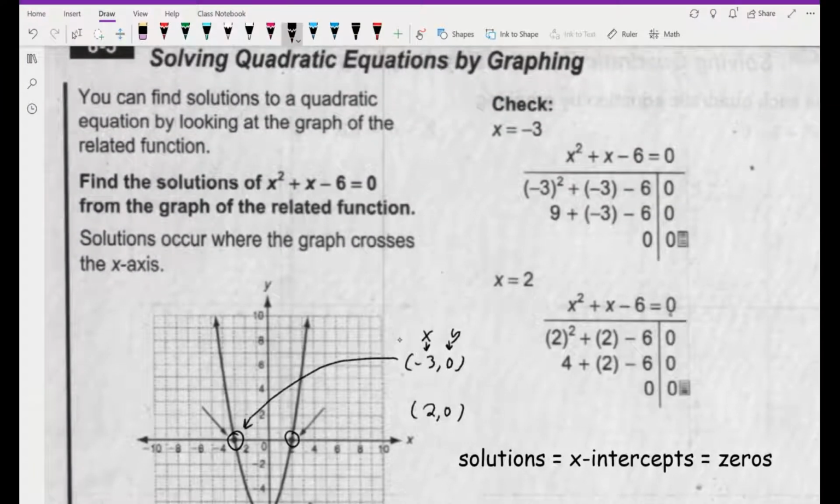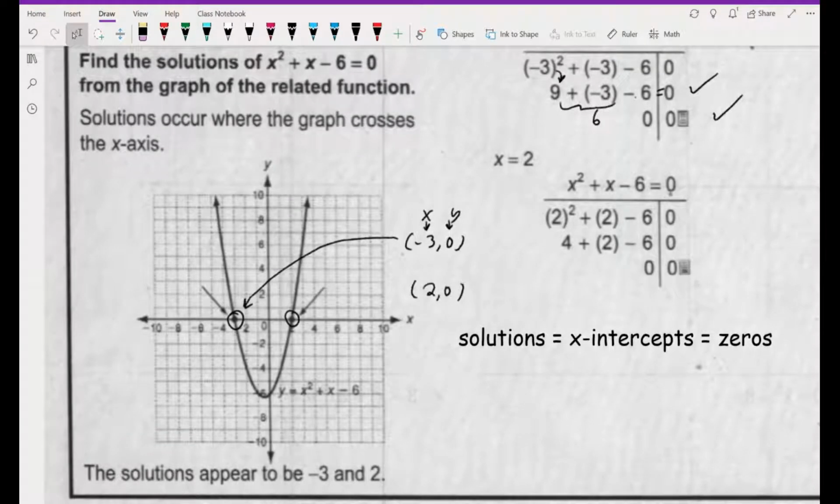If we look up here, x equals -3. We plug in -3 wherever the x is. -3 squared is 9, plus an x, which is -3, becomes 6. 6 minus 6 does equal 0, so it does check.